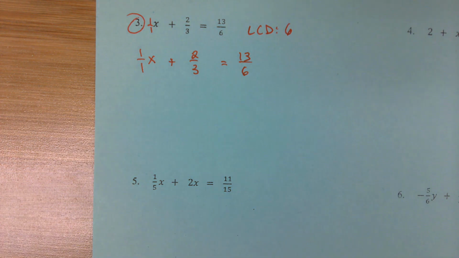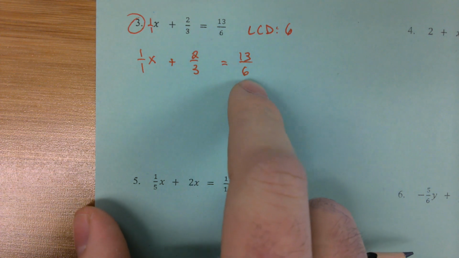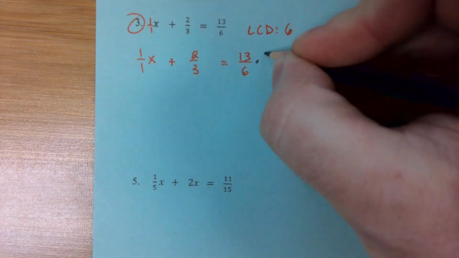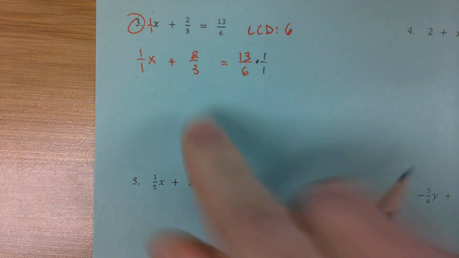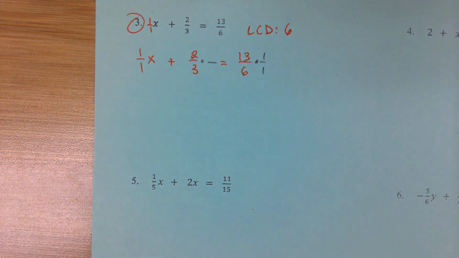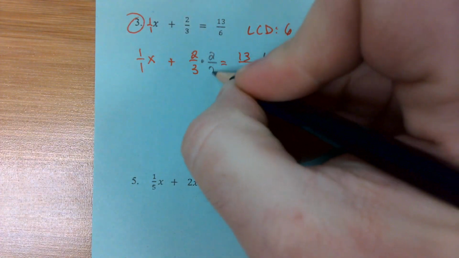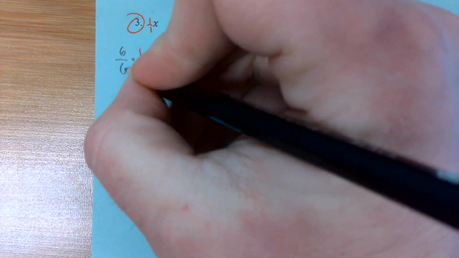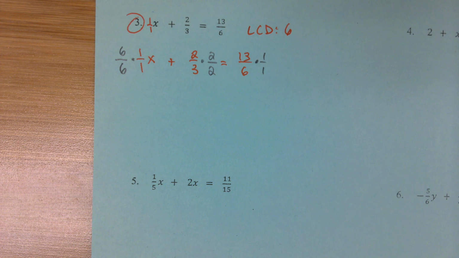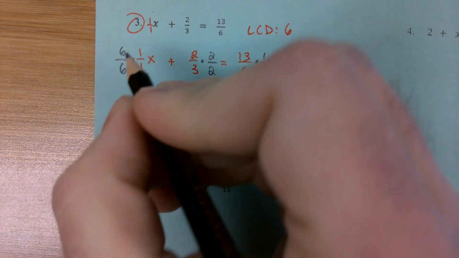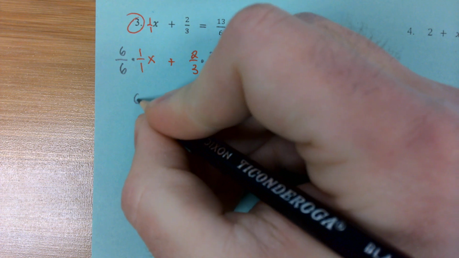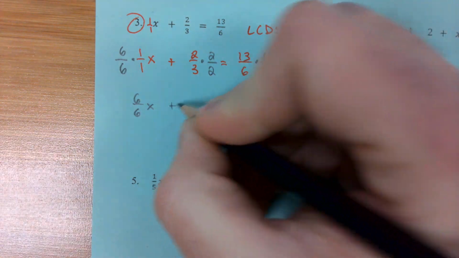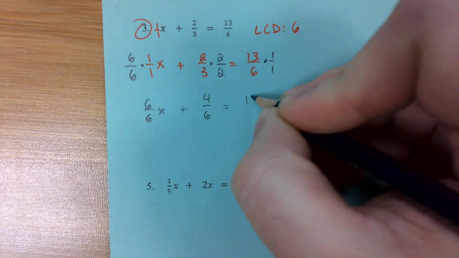So we're going to leave this right hand fraction alone. Or we could say that we're multiplying it by 1/1. What are we going to multiply 2/3 by if we want to get a 6 on the bottom? 2/2, right? That's going to give us a 6 on the bottom. And then what about 1/1x? What can we multiply that by? 6/6. So we multiply across, we get 6/6x plus 4/6 equals 13/6.